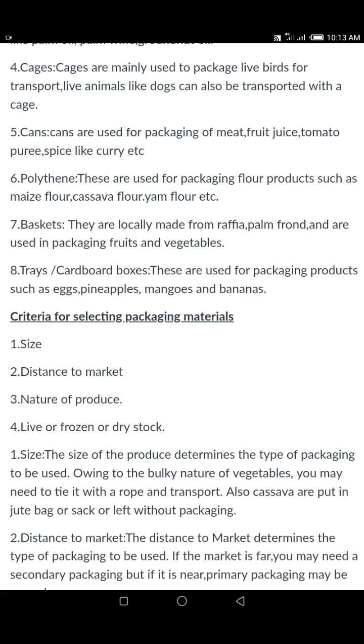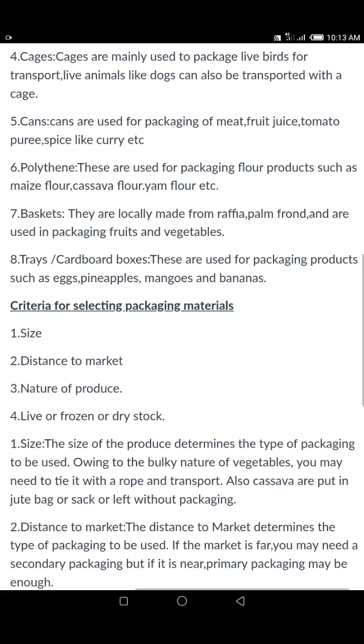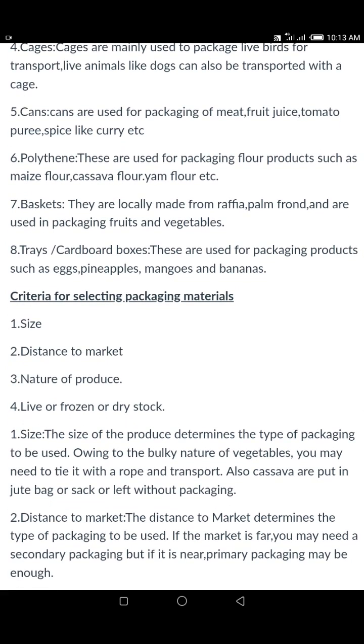Let's move over to the criteria for selecting packaging materials. Things that you have to consider before selecting a packaging material. What do you have to consider? One of them is the size, bulkiness. If the product is a bulky one, if it has weight, you have to select a good packaging material for it. Like we said, bulkiness has to do with weight and size, and quantity of the farm product that needs to be packaged. The weight and size of the agricultural product determine the way they are being packaged.